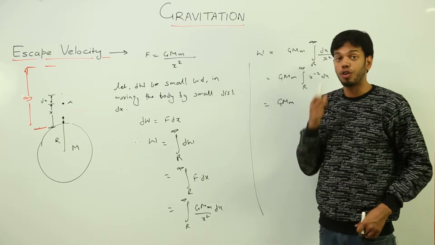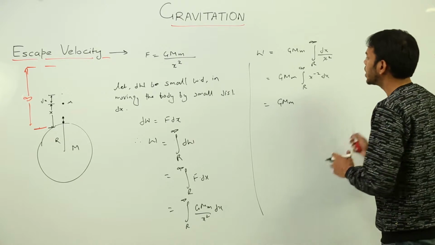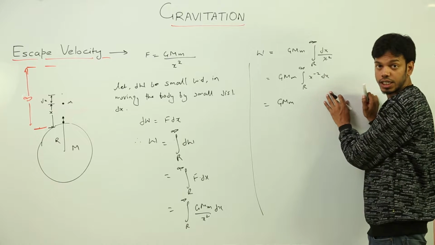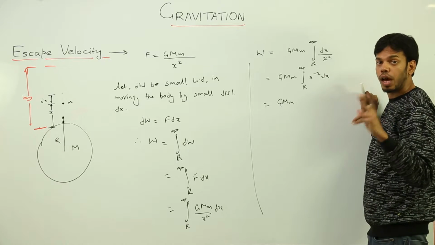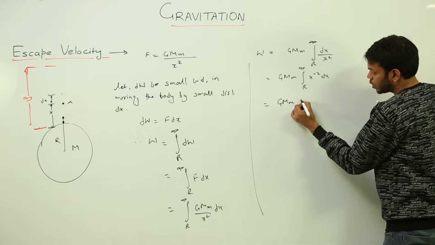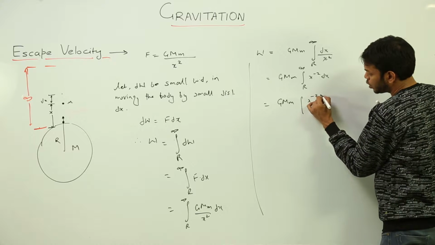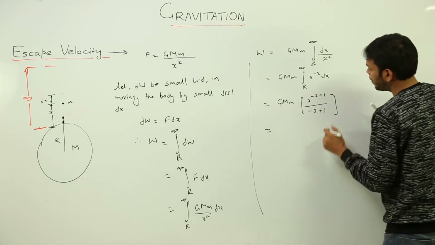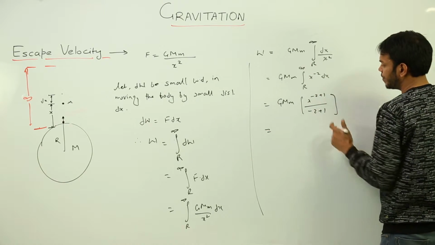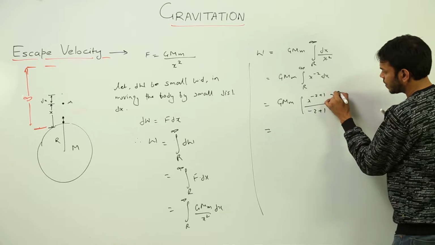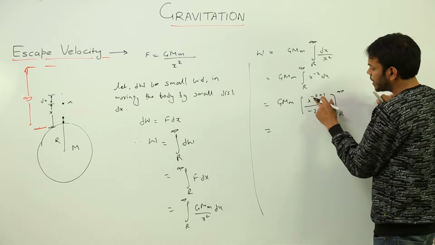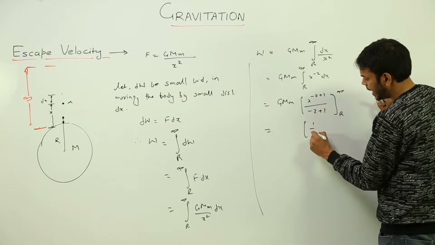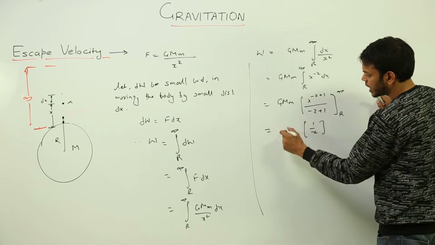Did I say the right formula for integration? Obviously not. The formula I just said was for differentiation, not for integration. What is the formula for integration? x raised to power n plus 1 upon n plus 1, right? So this will become x raised to power minus 2 plus 1 upon minus 2 plus 1. The limits are from r to infinity. This becomes x raised to power minus 1, which can be written as 1 upon x, and this becomes minus 1, which is taken outside.